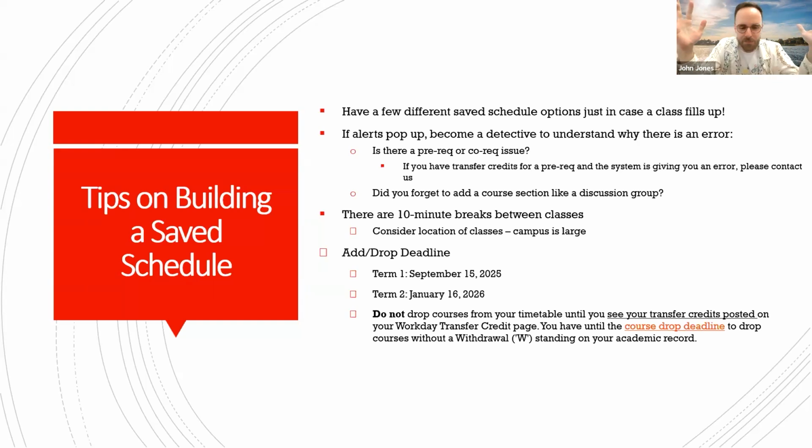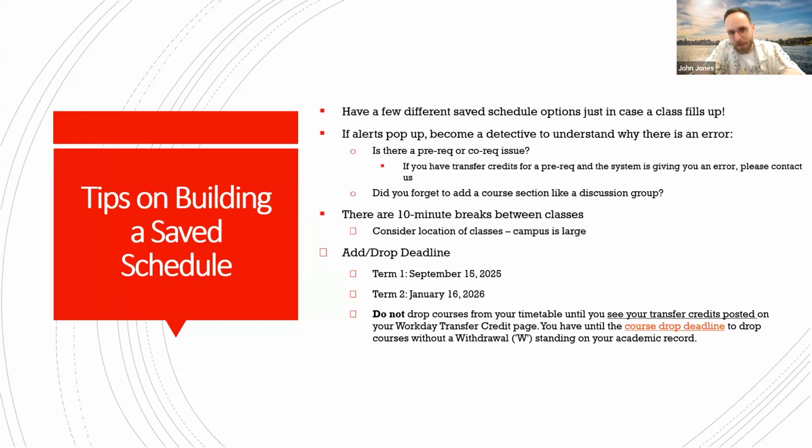How do I kind of overcome this? There are 10-minute breaks between classes is the other thing I would say. So when you're looking at that saved schedule, you might see, okay, I have a class that ends at 11 and my next class starts at 11. How does that even work? So your first class will end about 10 minutes early to allow you to get to the next class.